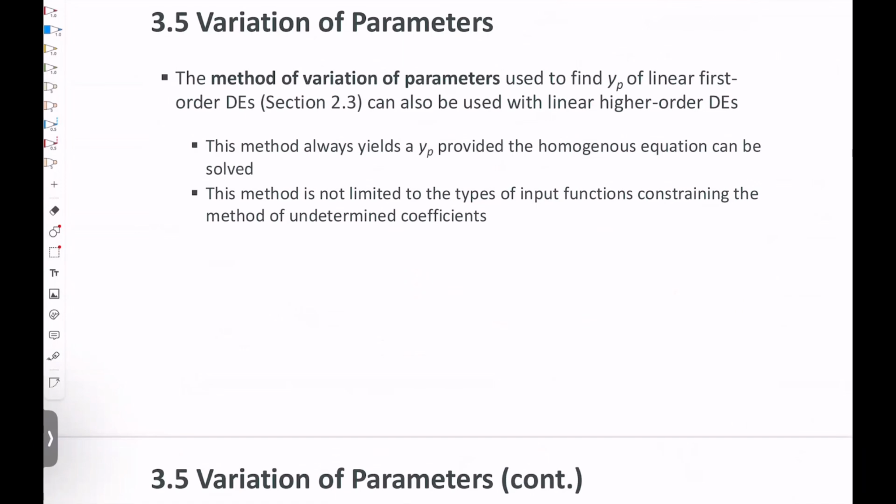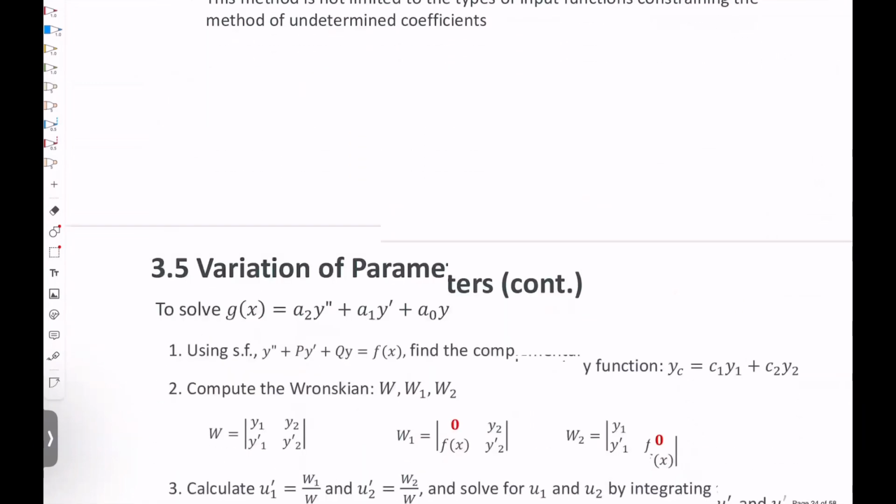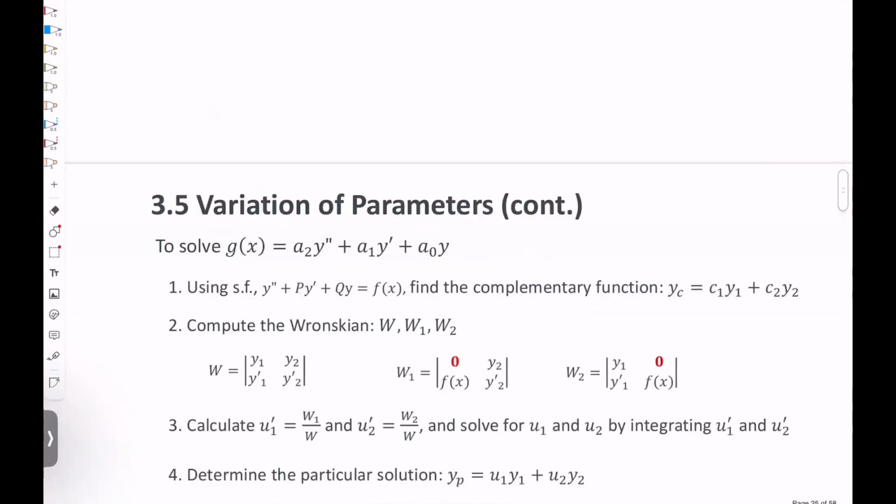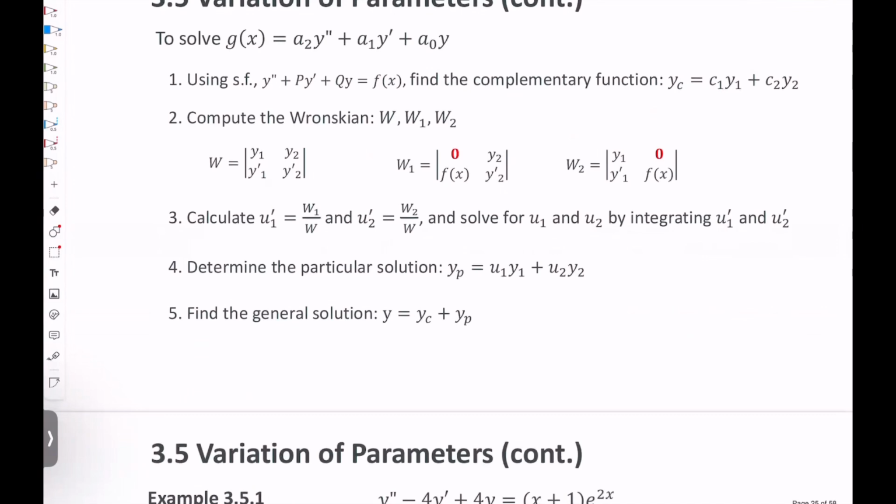So we're going to do the same thing for y sub c, and finding y sub p is going to be completely different. But this time, we don't have to worry about any repetition. It'll take care of it using this technique. So the method of variation of parameters is used to find the yp. And those of you who watched the section 3.1, 3.2 videos, we talked about the Wronskian. So we're going to use this Wronskian in this technique.